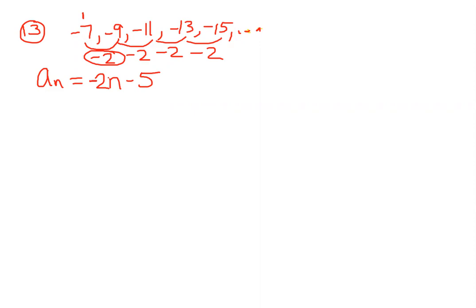And then it says, write the next 3 terms. They would be -17, -19, and -21. Okay, I'm sorry, that was a bad explanation. Let's look at the next one.